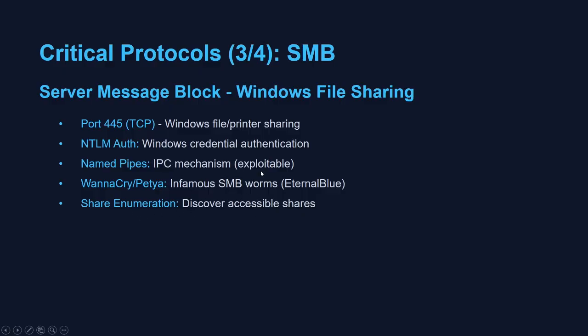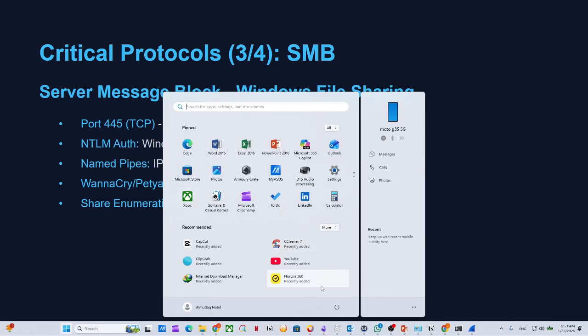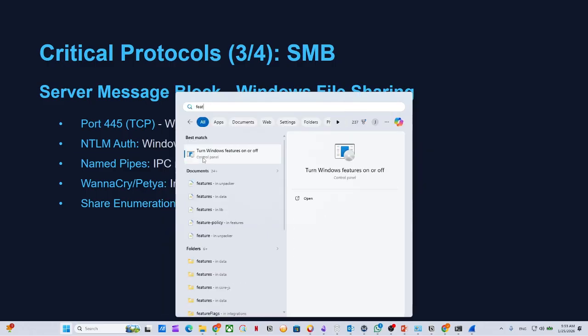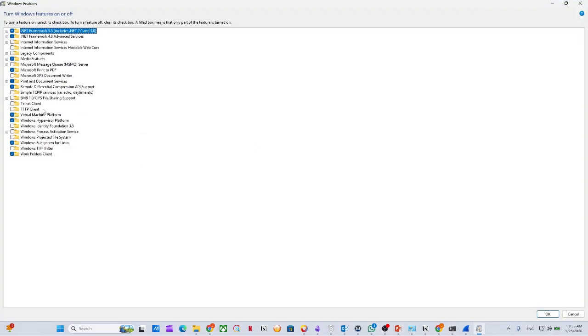You can discover accessible shares, which you can check also, which shares are accessible. Just so we know, we have two versions of SMB actually, SMB version 1 and version 2. Version 1 is actually disabled in most PCs, but version 2 is enabled. And you can see SMB here actually, this is SMB.